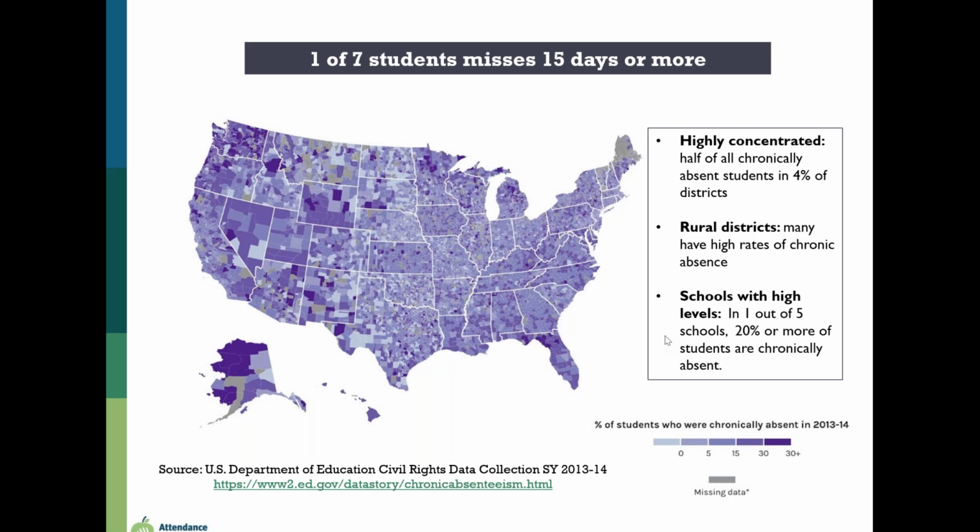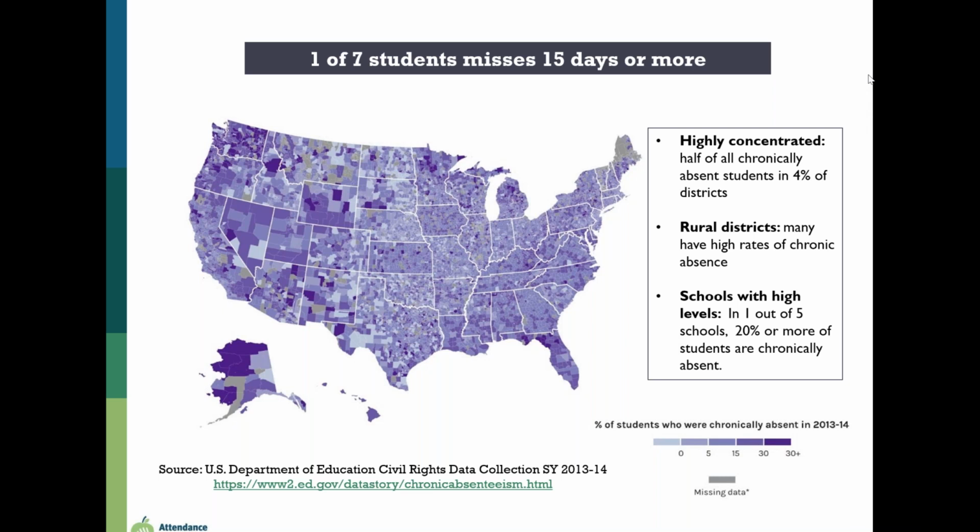And what this national data tells us is that there's some chronic absenteeism almost everywhere, but about half of it is highly concentrated. In this case, in only 4% of districts you can find half of the chronically absent kids. And the other half of chronically absent kids are across many, many districts. So everybody has some, and then a subset of districts has a whole lot.